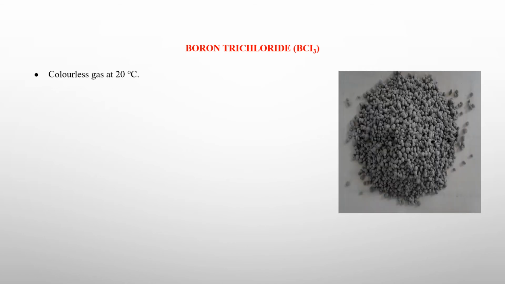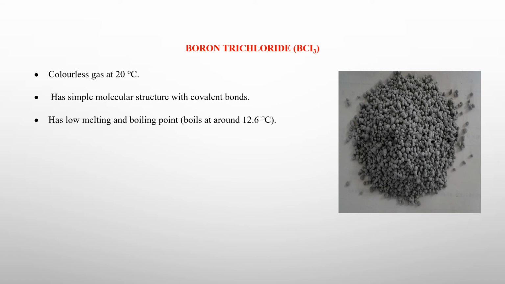Then we look at boron trichloride, the third chloride in the period. A colorless gas, but in solid form it can also appear to be a gray solid. It has a simple molecular structure with a covalent bond. So this covalent bond is the intramolecular bonding. But because it is a discrete molecule made of non-metals, the intermolecular bonding will be weak van der Waals forces. So that would mean that the melting point and the boiling point will be quite low. It doesn't conduct electricity in either the solid state or the molten state because of the non-availability of ions or electrons.